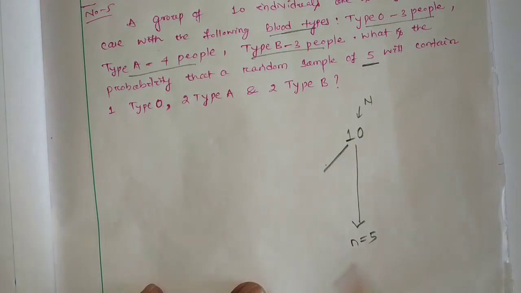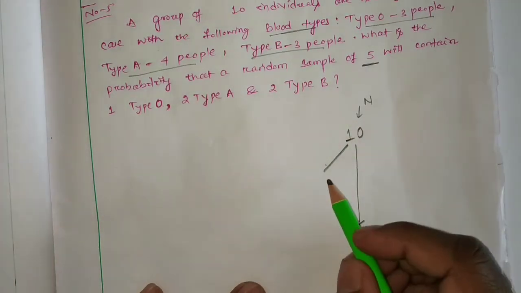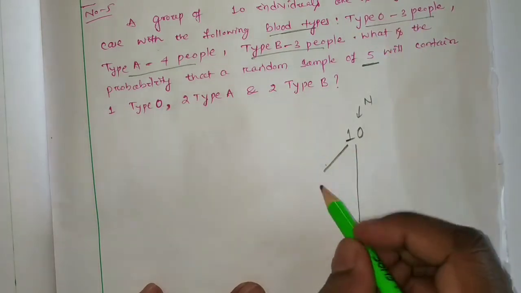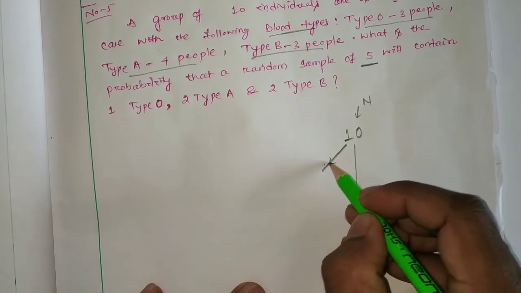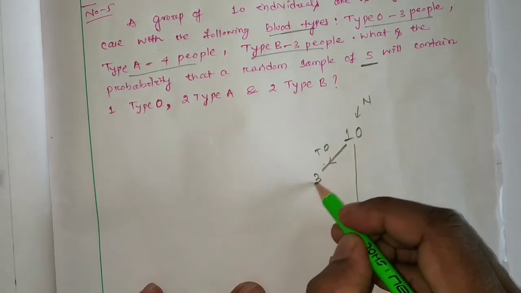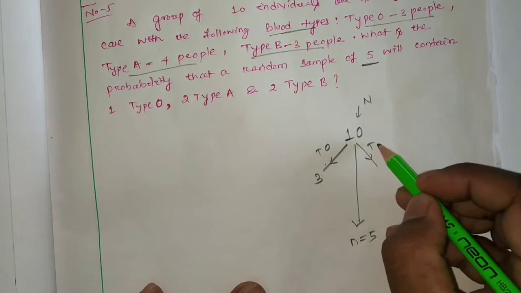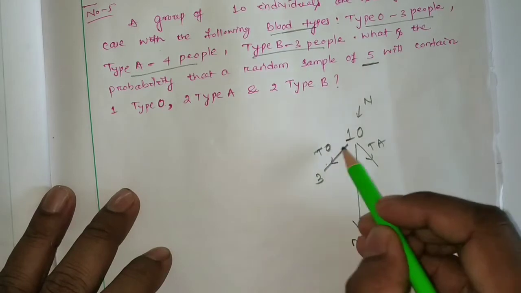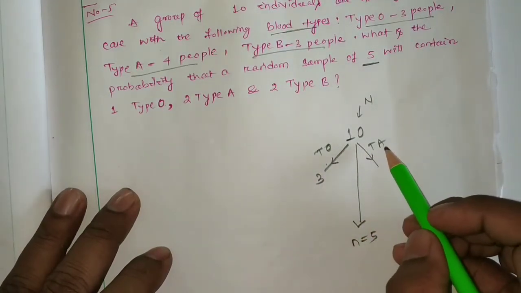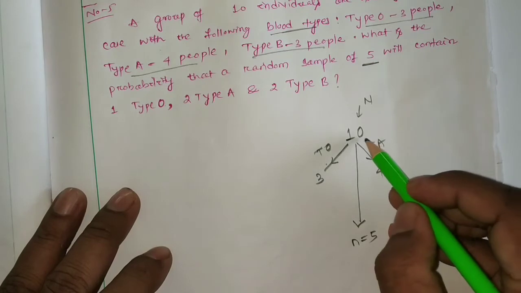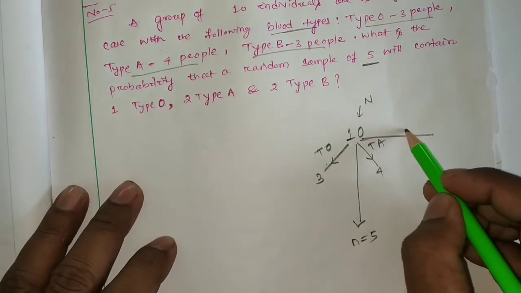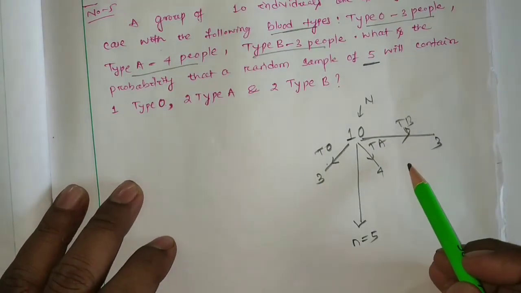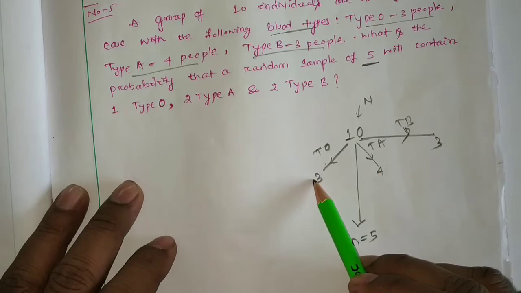Okay, so from these 10, how many types do we have? Type O, blood group type O, is 3 people, type A belongs to 4, and type B are 3. So here you can see that 4 plus 3 plus 3 equal 10.